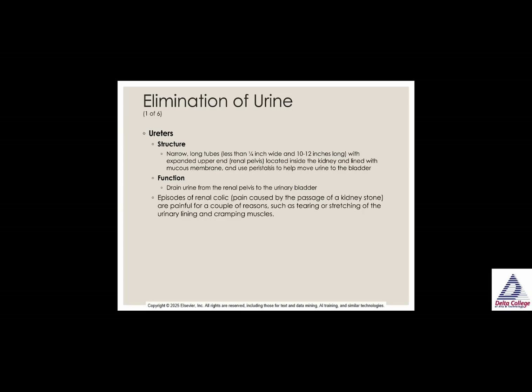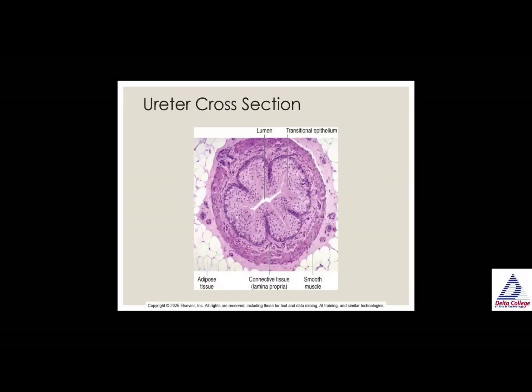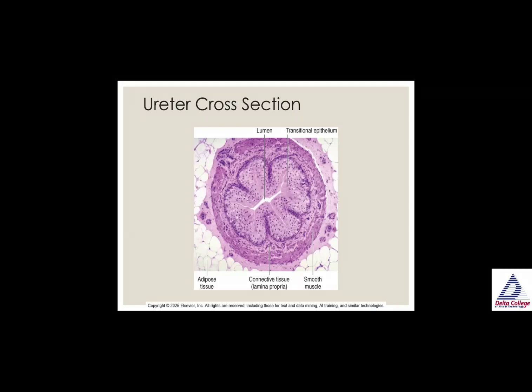Now, there can be episodes of what's called renal colic. This is pain caused by the passage of a kidney stone. They are painful for a couple of reasons, such as tearing or stretching of the urinary lining and the cramping muscles of the ureters. And we talk about this more in the future. This shows a cross-section of a ureter. Again, they're only about a 1/4 inch wide, so they're really narrow.